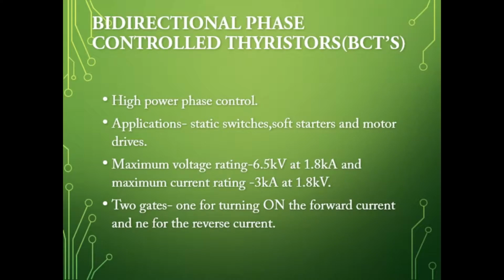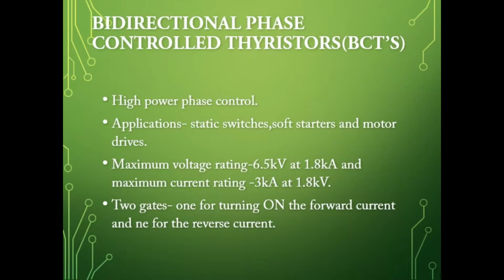The next type of thyristor is the bidirectional phase controlled thyristor. This bidirectional phase controlled thyristor, BCT, is a new concept for high power phase control. It has the advantages of two thyristors in one package, so that it enables a more compact equipment design and increases the system reliability. It is designed to meet the higher demands, keeping in mind the size, the reliability and the cost.